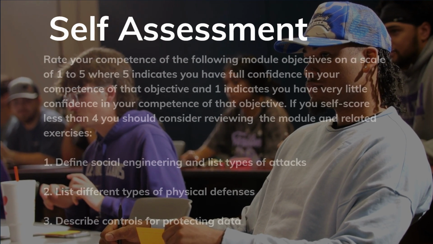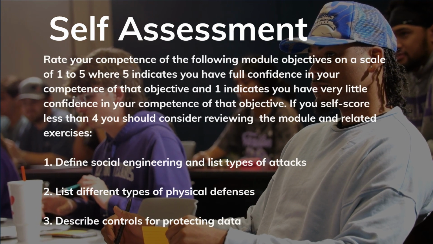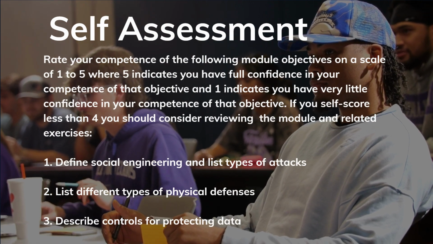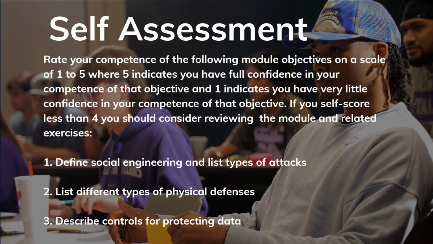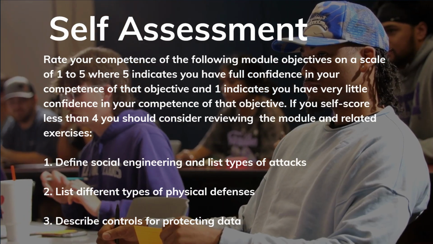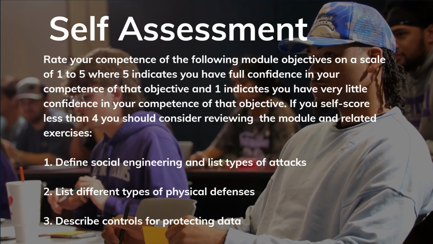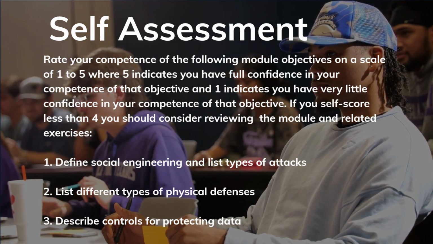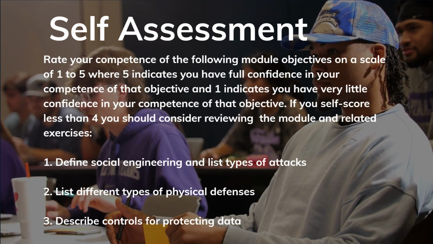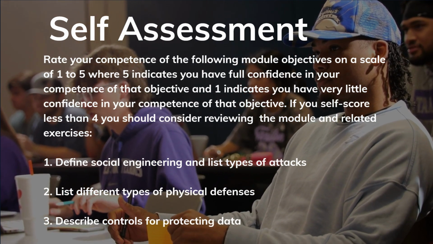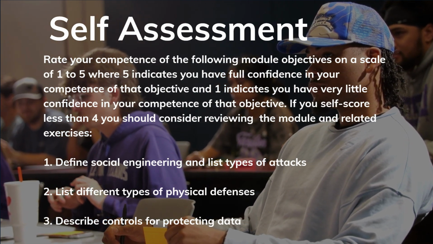Self-assessment. Rate your competence of the following module objectives on a scale of 1 to 5, where 5 indicates you have full confidence in your competence of that objective and 1 indicates you have very little confidence in your competence of that objective. If you self-score less than 4, you should consider reviewing the module and related exercises. 1. Define social engineering and list types of attacks. 2. List different types of physical defenses. 3. Describe controls for protecting data.